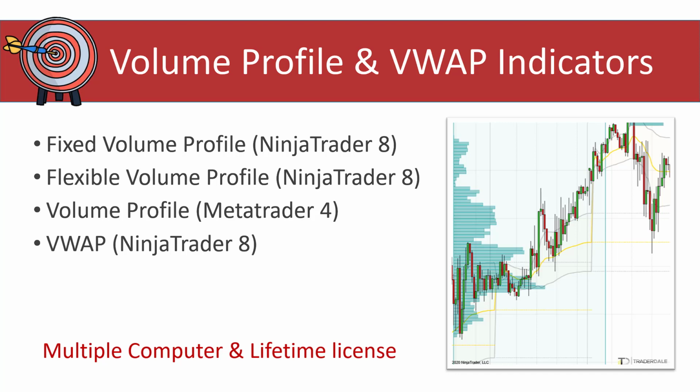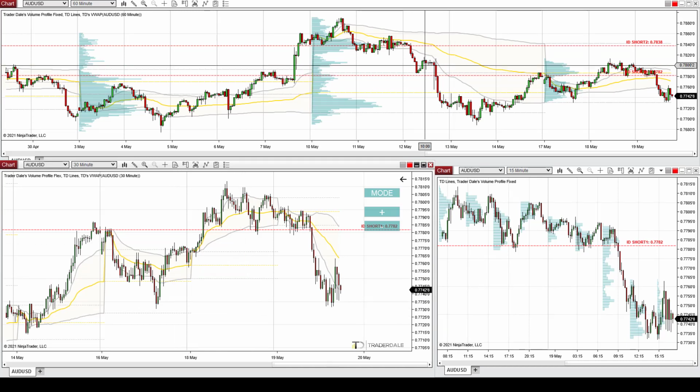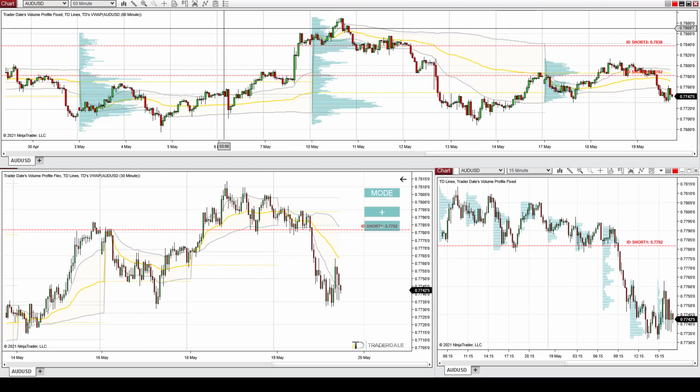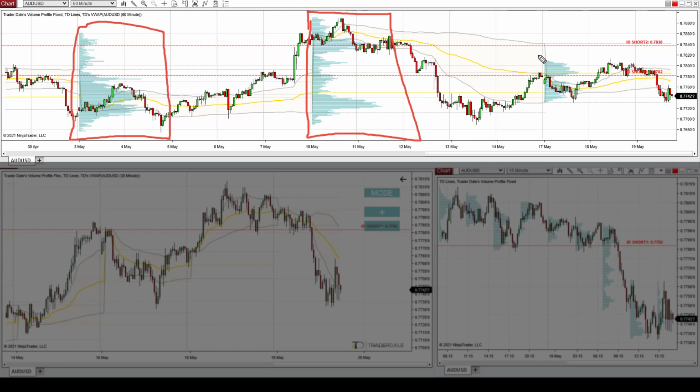Let me switch to my day trading workspace. This is how it looks. I have 3 charts in here on my day trading workspace. Let's focus on this one first. On this chart, I have those fixed volume profiles. Those get printed automatically every week.